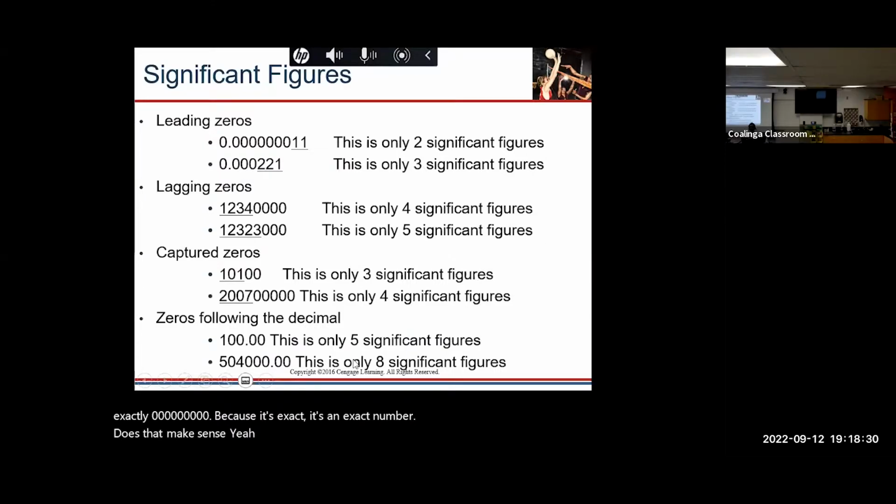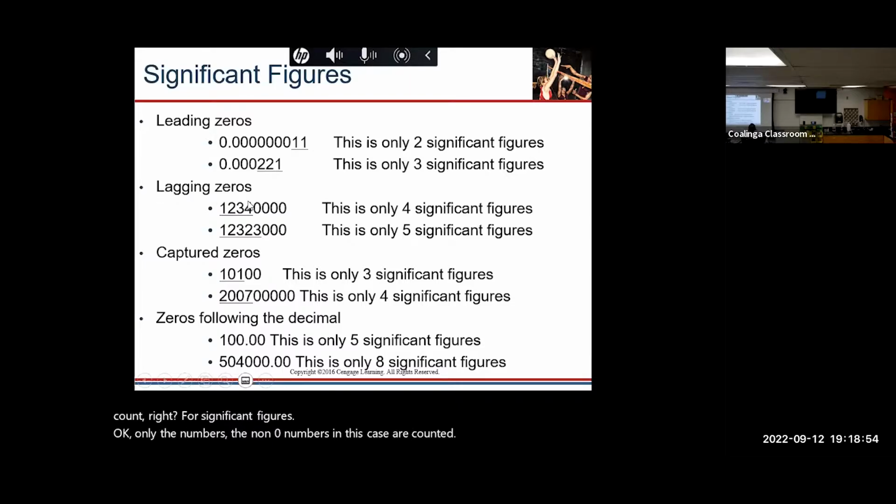So we talked about those leading zeros. We talked about the lagging zeros. So here are examples of leading zeros. That very first number has 2 sig figs, where the second number has 3 sig figs. Again, because these zeros aren't going to count for significant figures. Only the non-zero numbers in this case are counted.